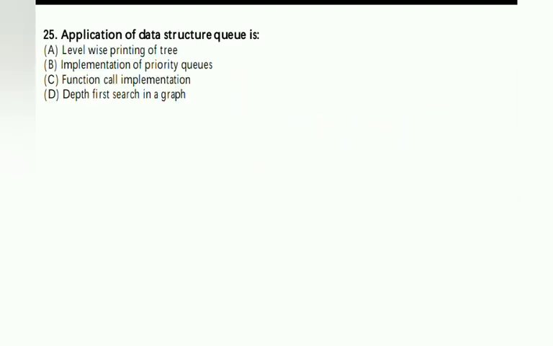Next one. Application of the data structure queue is... The application of the data structure queue is A, that is level wise printing of a tree. For level wise printing of a tree, a queue can be used. Whereas priority queues are generally implemented with the help of a heap, function calls use stacks for implementation, and a stack data structure is used in the depth first search in a graph. So that's why option A is the correct one.